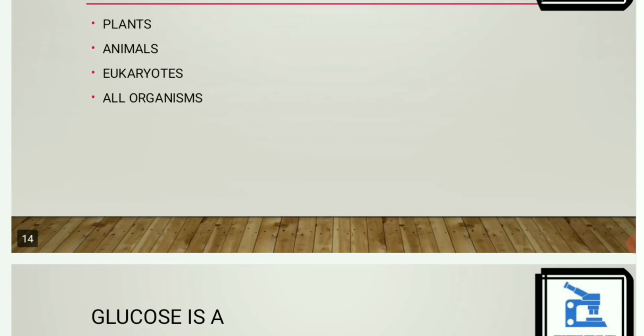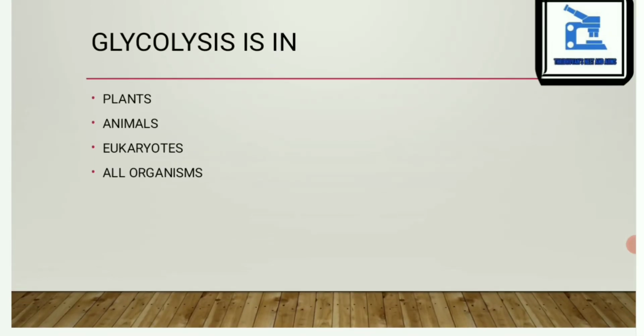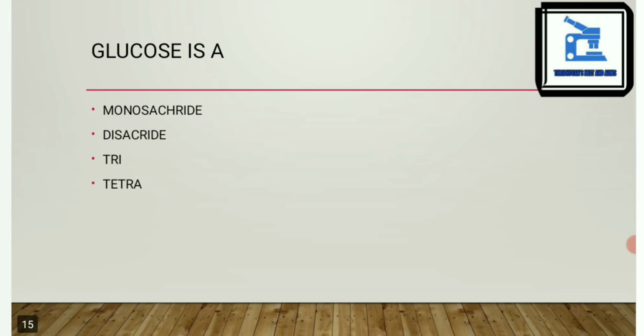And the next numerical is, glycolysis occurs in all organisms. All organisms. And the next numerical is, glucose is a monosaccharide.